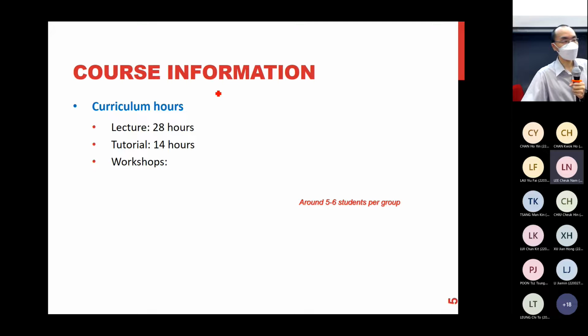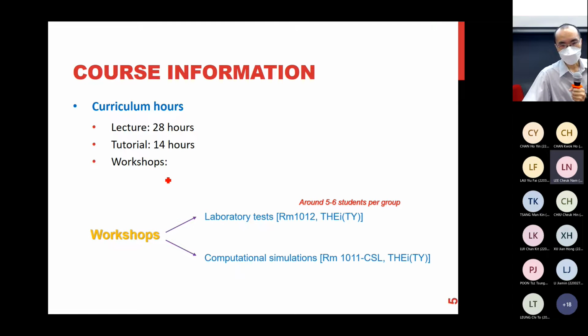Some background about this course information. We have lectures and tutorials, and we group them into 3 hours on Friday morning. And we have workshops, we have labs. The lab we will conduct on our campus on the 10th floor, room 1012. And the computer lab is just next to the lab venue, room 1011. The lab we will discuss later. I will send you the lab manual very soon.